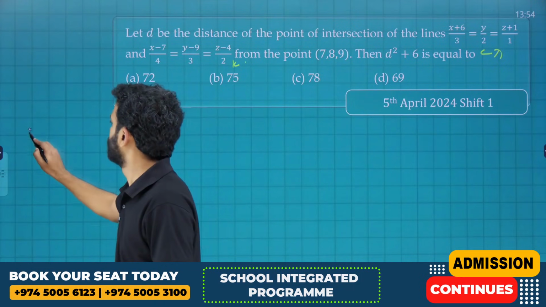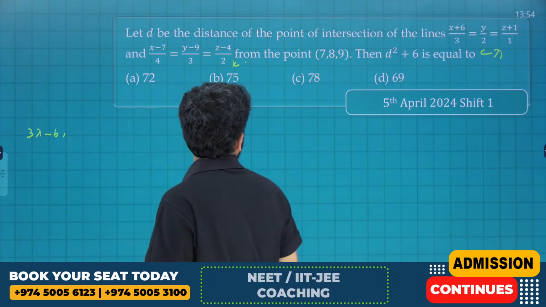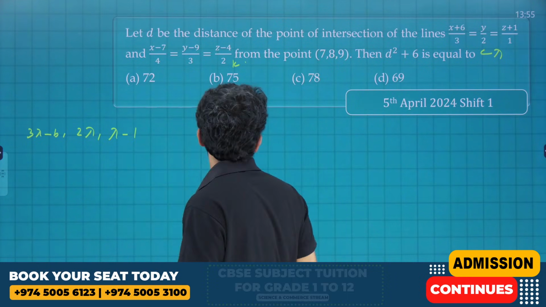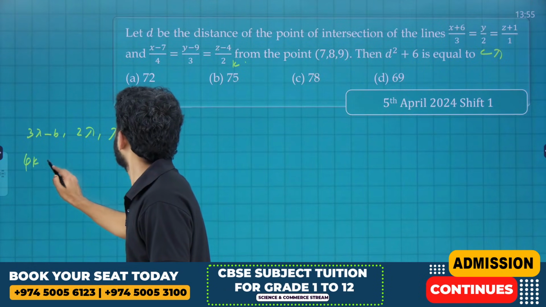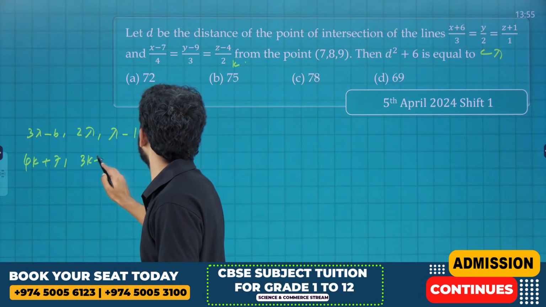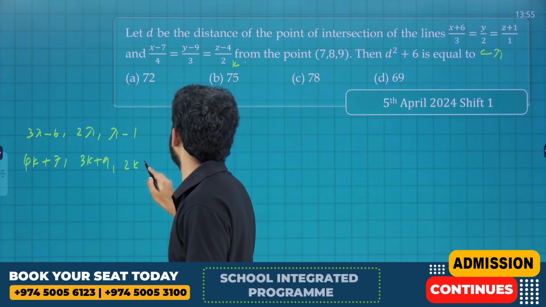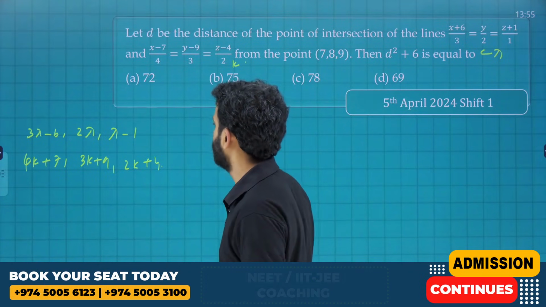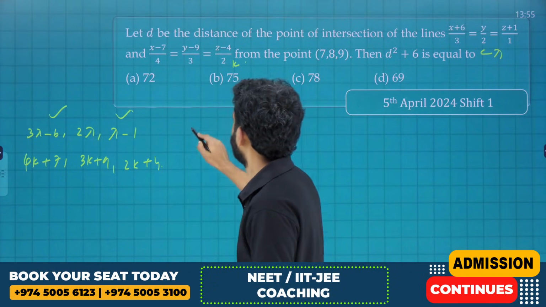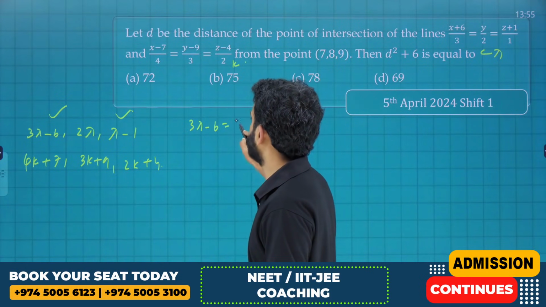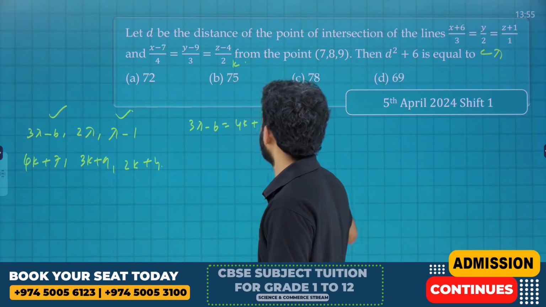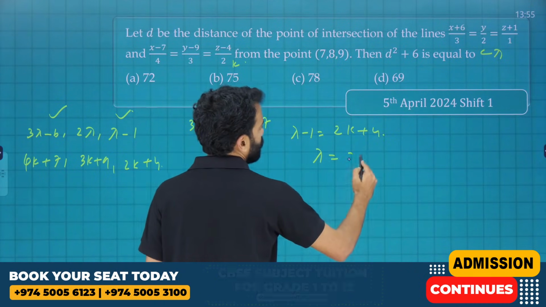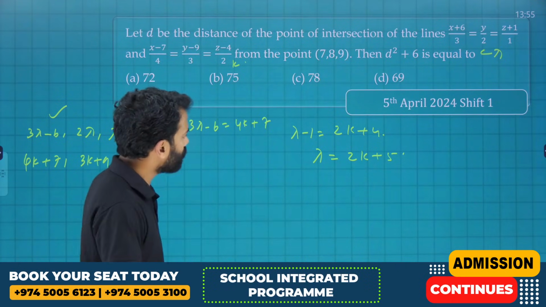That is 3 lambda minus 6, 2 lambda and lambda minus 1. And this will be 4k plus 7, 3k plus 9, 2k plus 4. Equate it, you will get lambda and k. I think it's better to equate this one and this one. That is 3 lambda minus 6 is equal to 4k plus 7 and lambda minus 1 is equal to 2k plus 4. Therefore, lambda is equal to 2k plus 5, right?